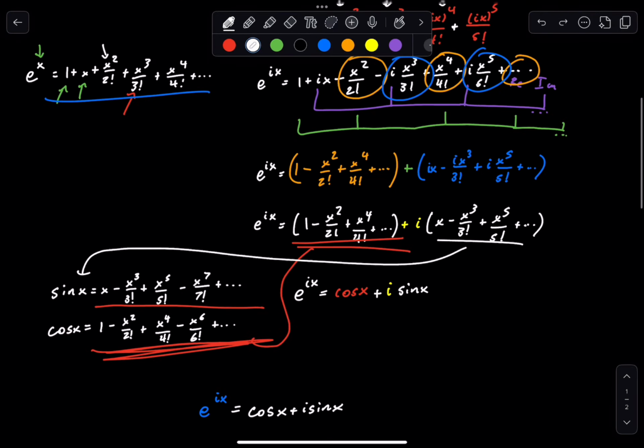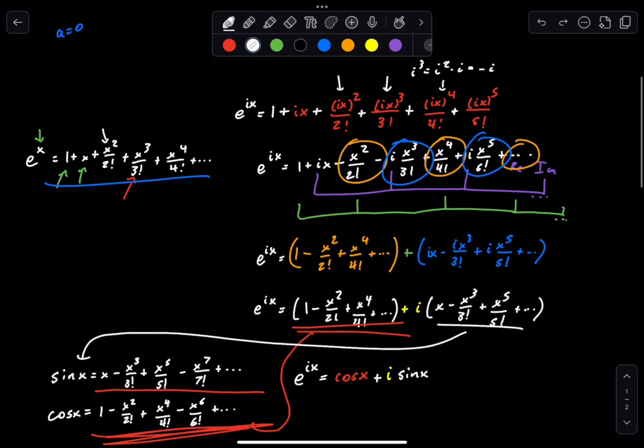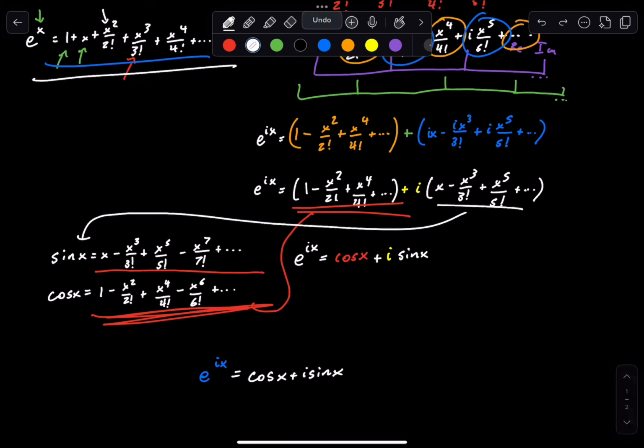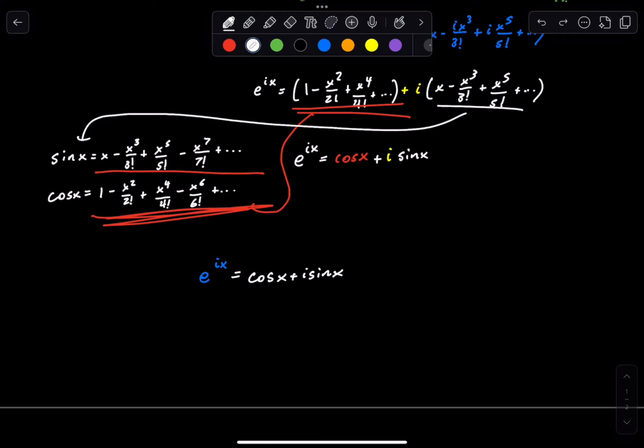And this is the proof, because it's pretty elegant. All it involves is just the Taylor expansion, plugging in i, simplifying, and then noticing how sine of x and cosine of x fit pretty nicely. It's pretty cool how it all simplifies down like that.